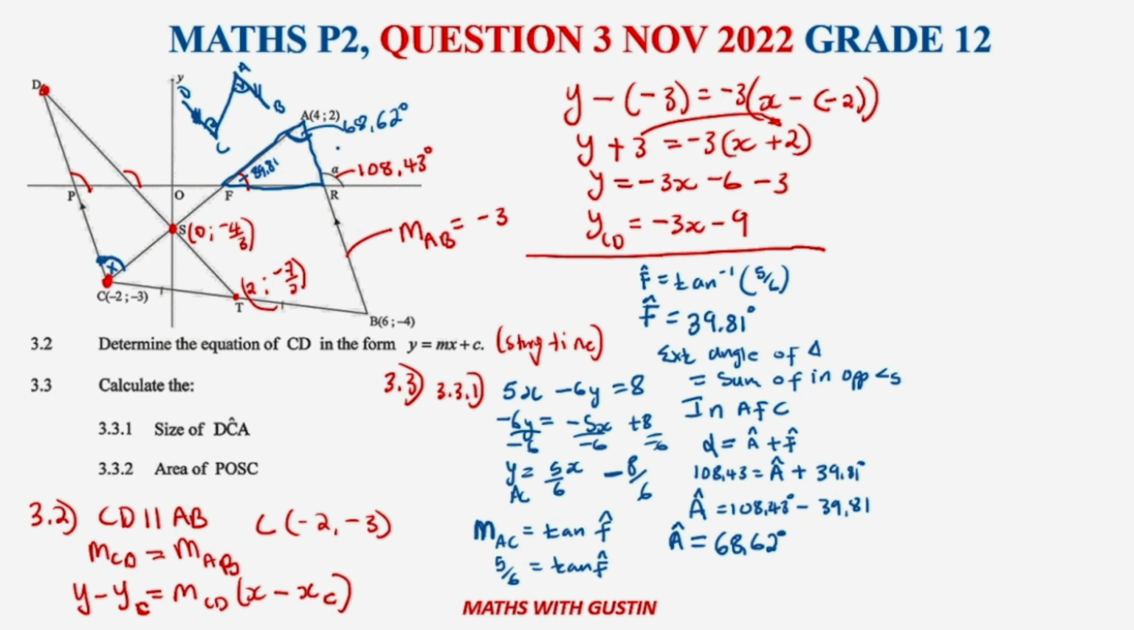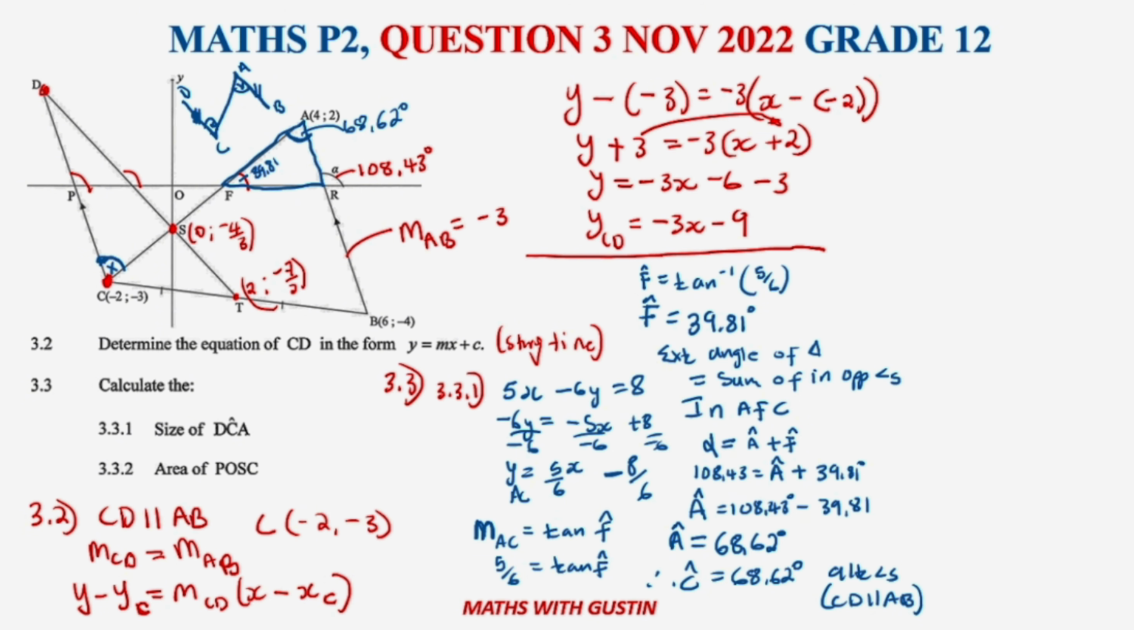Now that you've got A, it's 68.62. What did we say? We said that because AB and CD are parallel, therefore C is equal to 68.62. The reason being these are alternating angles, and they are alternating because CD is parallel to AB. Guys, with this one you are going to get 100%. You're definitely going to get the distinctions if you can fully understand it.